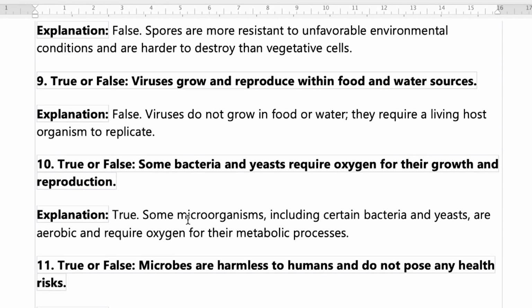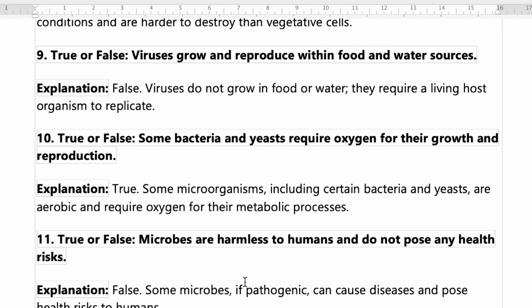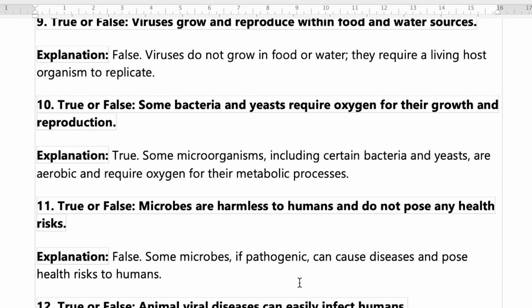True, because some microorganisms, including certain bacteria and yeast, are aerobic and require oxygen for their metabolic processes. So some of them are aerobic, they need oxygen. Eleven, microbes are harmless and do not pose risk. It's false because they are pathogenic. Pathogenic means that it causes diseases and poses risk to humans.